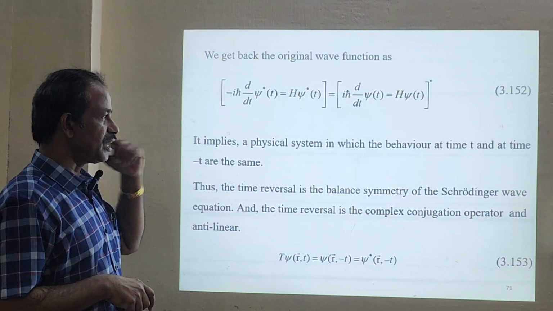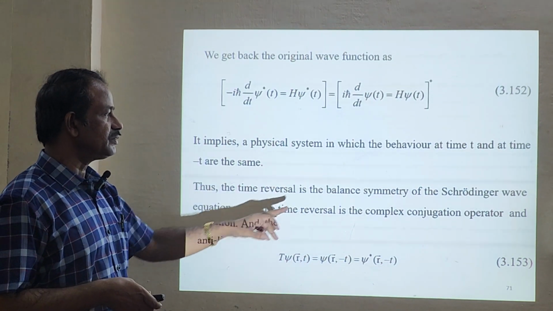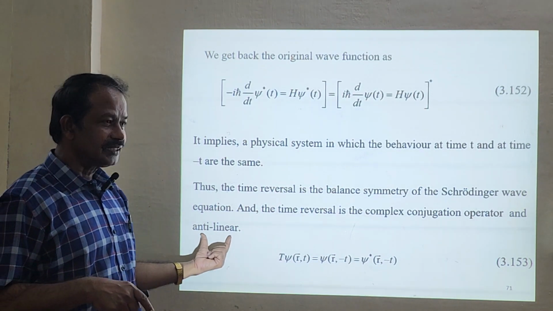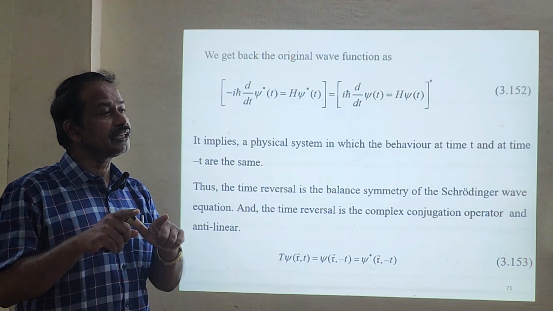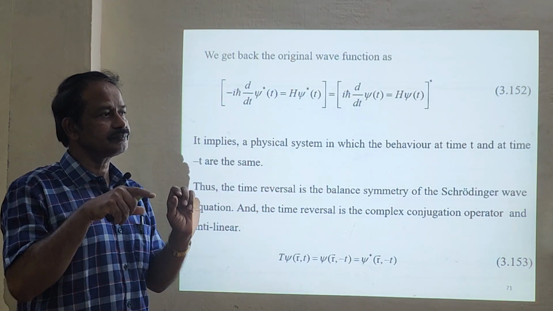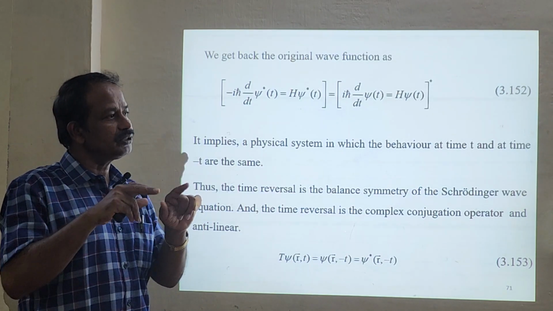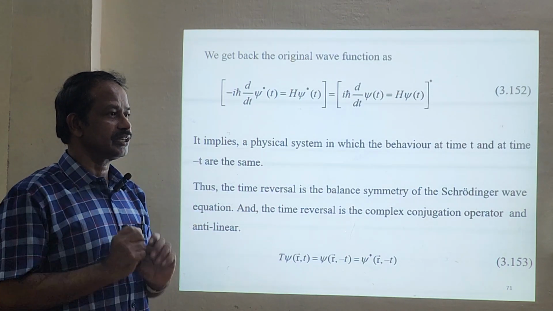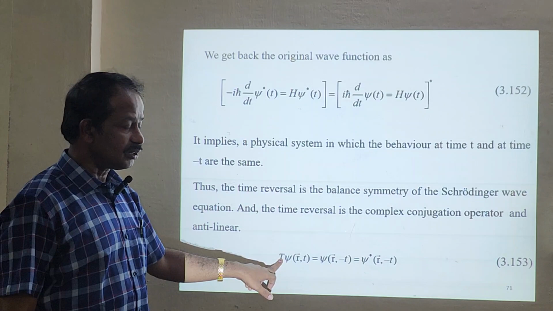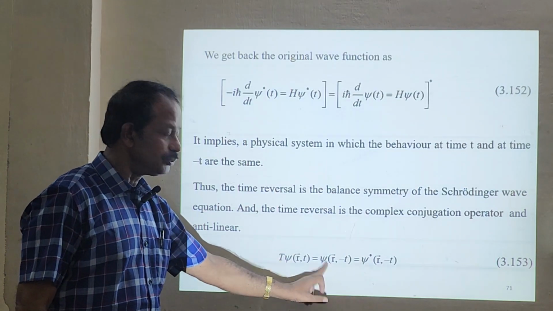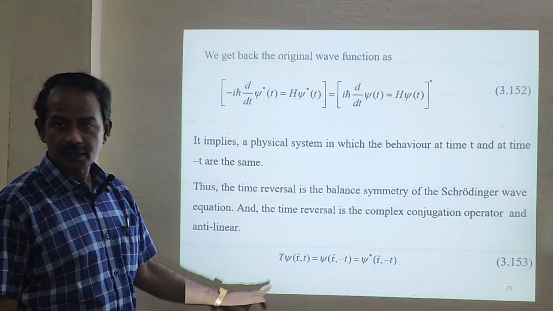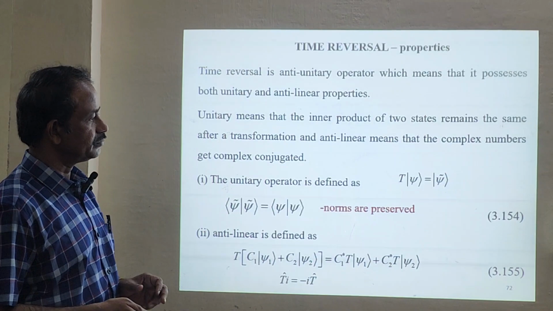So thus the time reversal is a symmetry of the Schrodinger equation, and the time reversal is the complex conjugate operator and antilinear. Antilinear means you are going to take the complex conjugate. Okay, c1 becomes c1 star, c1 psi for example, then you are going to take the complex conjugate, so c1 star it becomes. See, this is the definition for your time reversal operator. T operates on the wave function will give you not only minus t but also the complex conjugate.